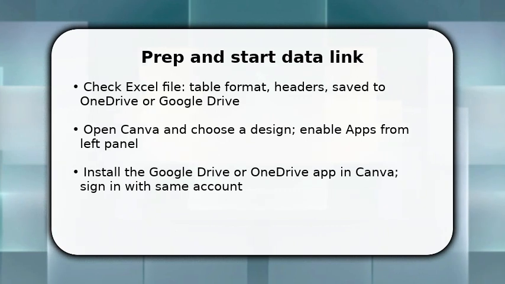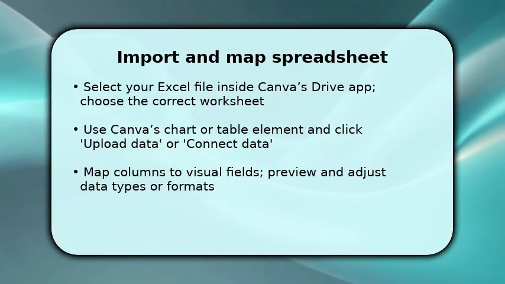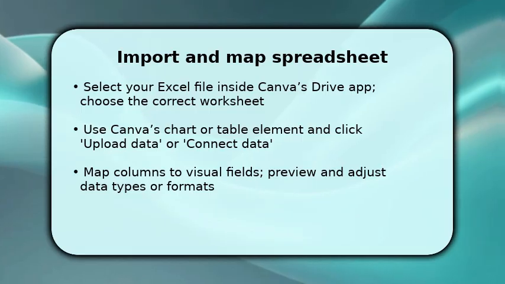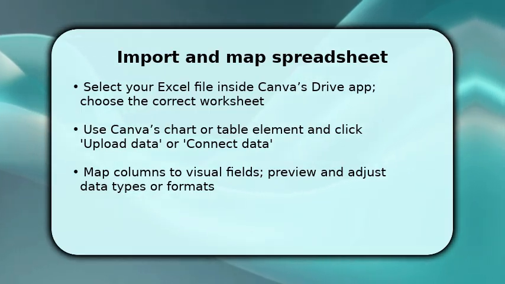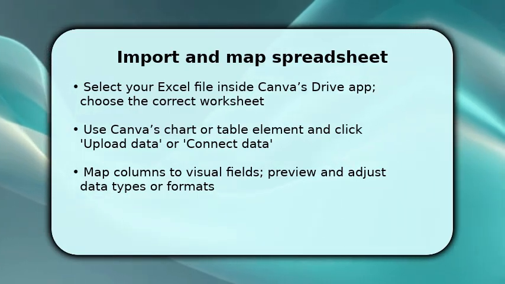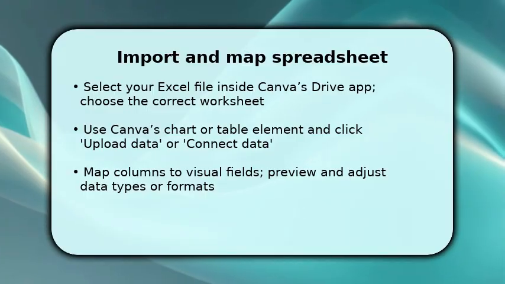Now import the spreadsheet into your Canva design by opening the Drive app and selecting the exact file and worksheet you prepared. Once the file is linked, add a chart, table, or data-driven element and choose Upload Data or Connect Data to bring values in. You'll see column headers presented.